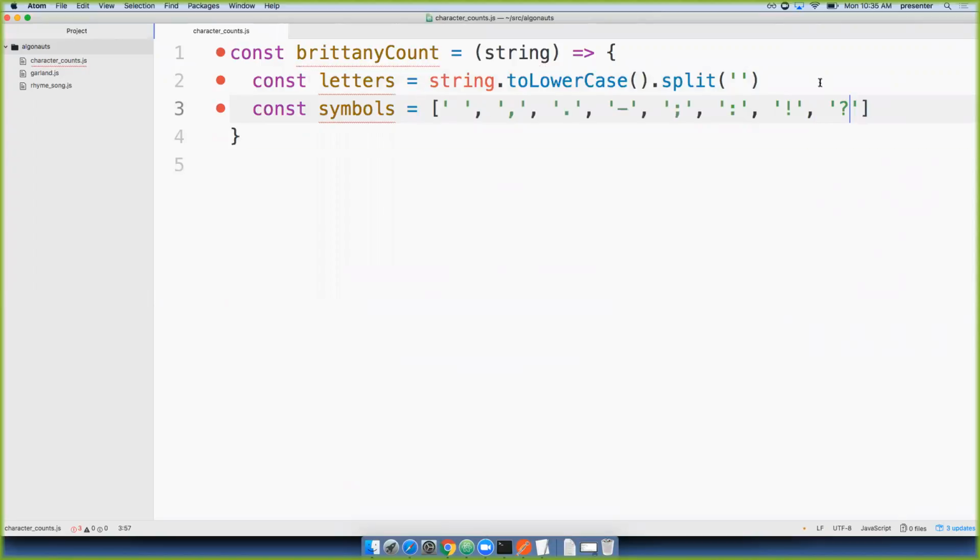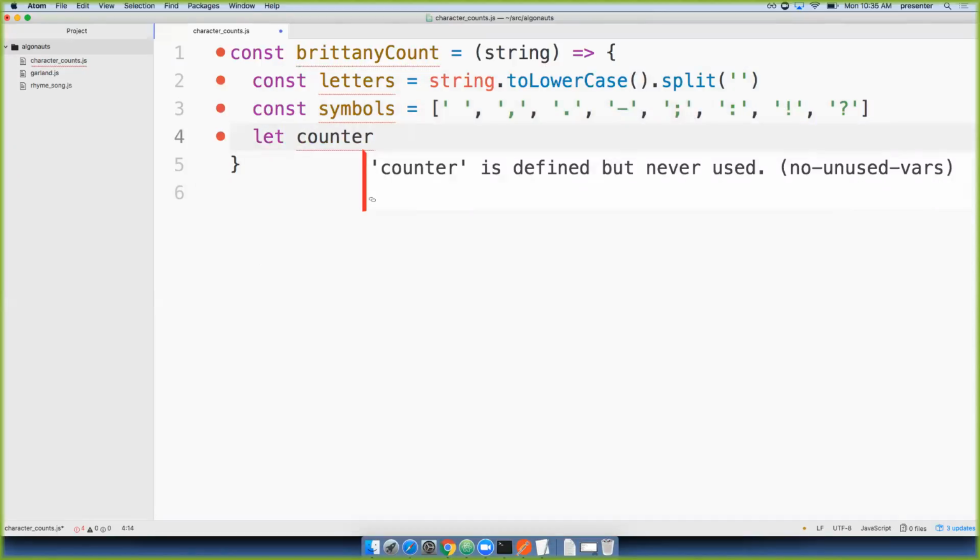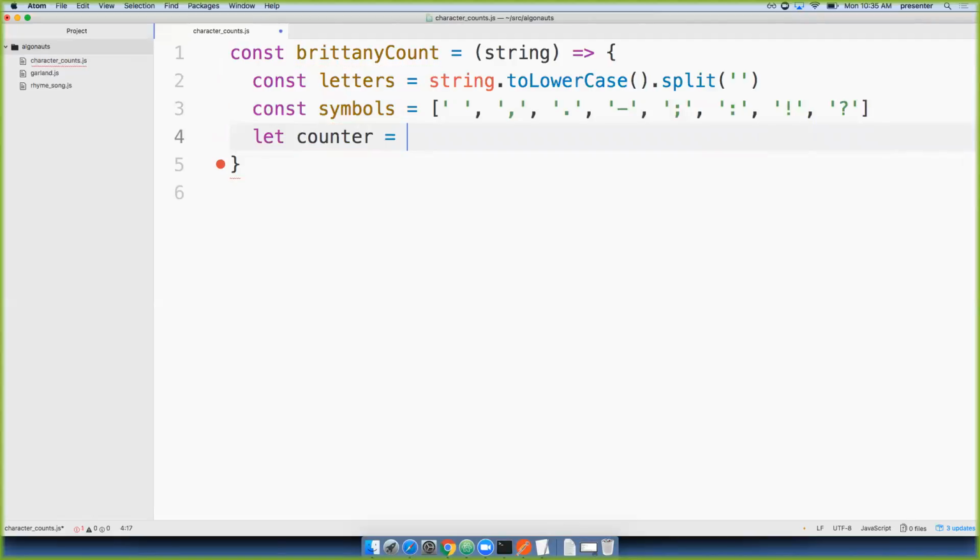Okay. And then I declared an object called counter, so let counter equal. Oh, let, okay. Equal. Curly braces? And then I iterated through letters. How'd you do it? So I said letters for each letter.